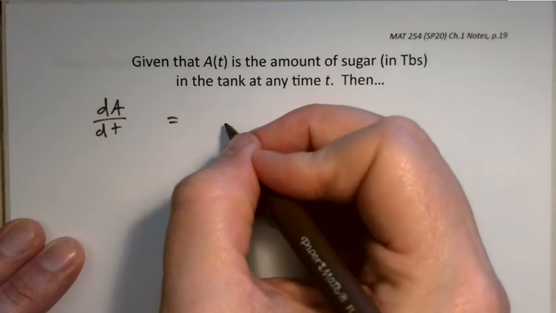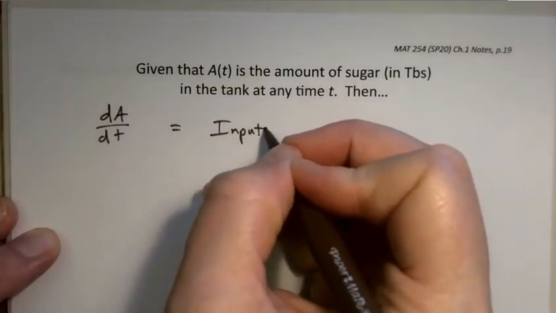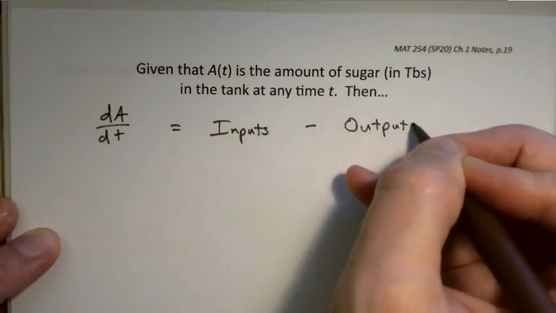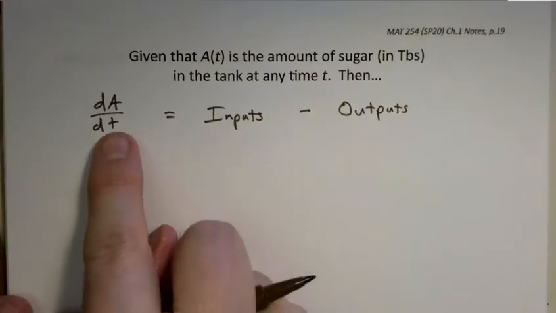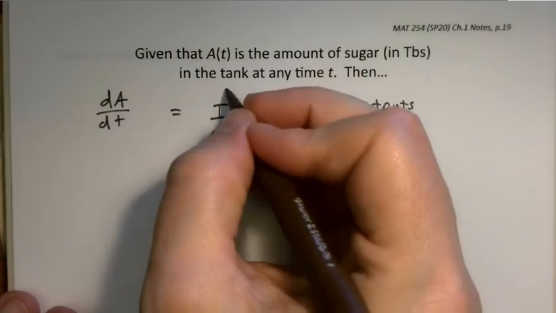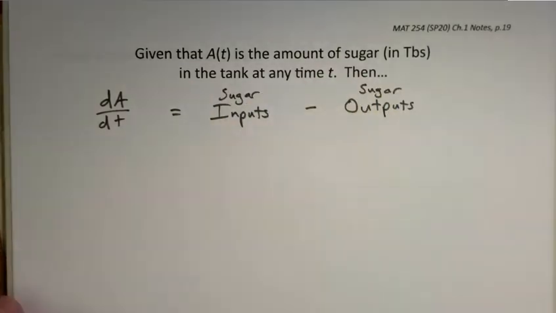is going to be equal to our inputs minus our outputs. Specifically, this is saying the rate of change of the amount of sugar in the tank is equal to how much sugar is coming in, so sugar inputs, minus sugar outputs. So now it's really just a matter of making sure that things work.